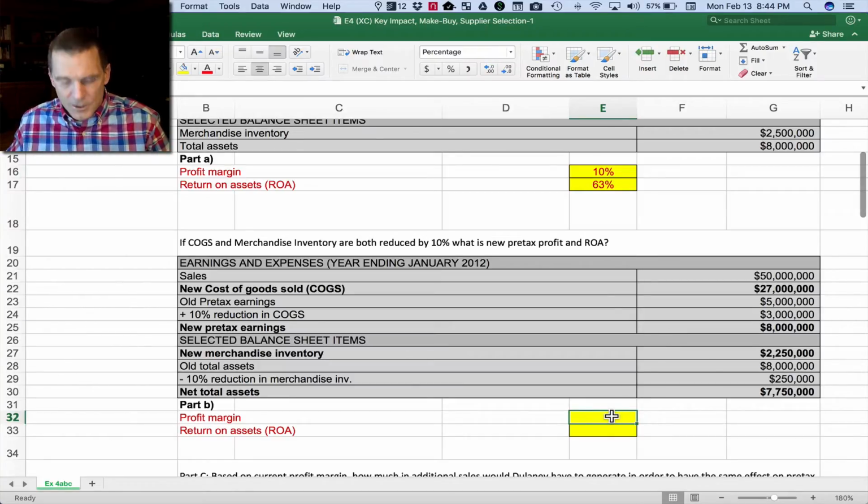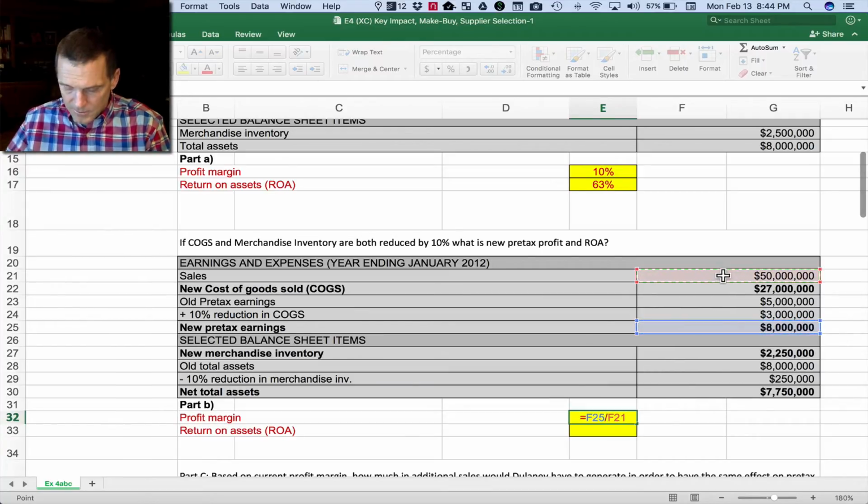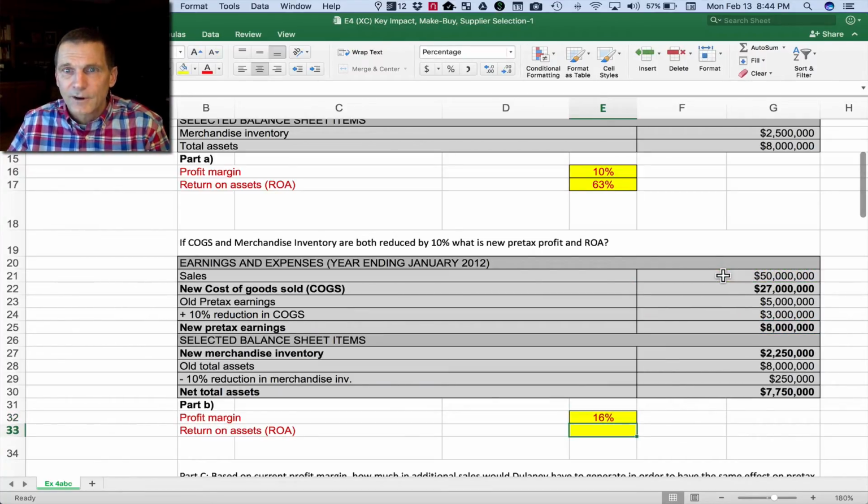Okay, so let's run our new ratios. This is going to equal our new profitability of $8 million, divided by our stable $50 million in revenue. Our profitability went from 10% to 16% when we reduced the cost of sales by 10%. Our return on assets is now $8 million as the profit number on the top part of the ratio.